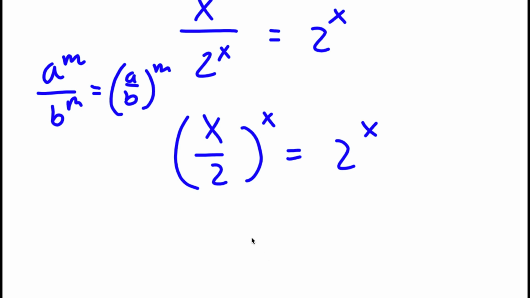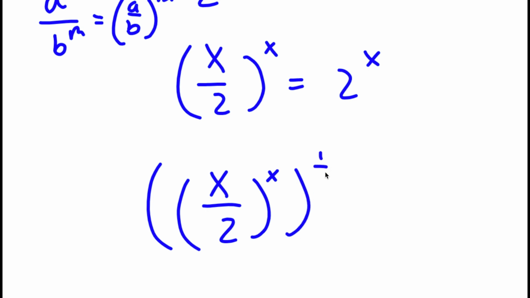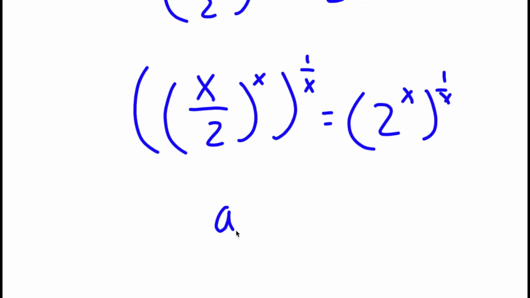Now, I'm going to take the power of 1 over x on both sides. So now I have x over 2 to the power of x to the power of 1 over x is equal to 2 to the power of x to the power of 1 over x. Remember, if I have something in the form a to the power of m to the power of n, this is equal to a to the power of m times n.